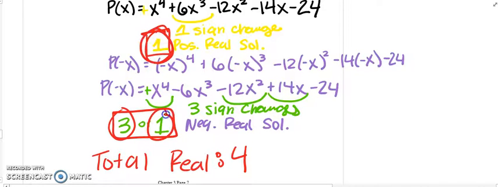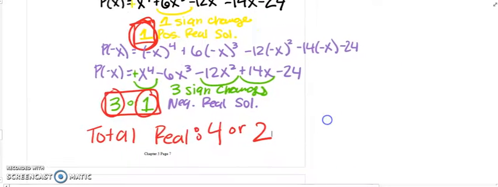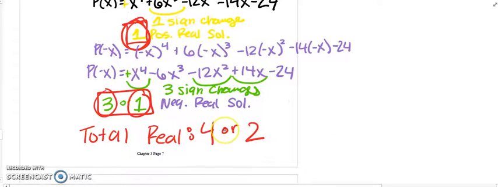Or I could do 1 plus 1, which is 2. Okay. Now, look at my original equation. It's x to the 4th. And so it's going to have a total real of 4 or 2. Well, if it has a total real of 4, then its imaginary would be none, right? Because there's only 4 total.